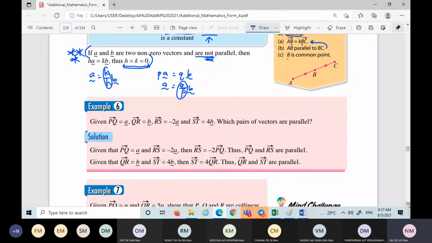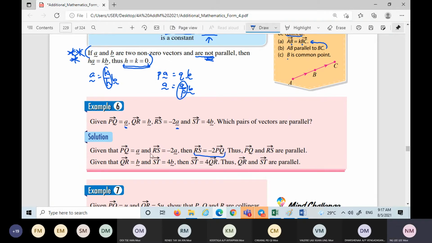Given PQ is A, QR is B, RS is negative 2A, ST is equal to 4B. Which pair of vectors are parallel? It's very simple. You see this one with the A and the A, so PQ and RS are parallel. But to show this is parallel, you have to write it out: relate the two vectors with a scalar.